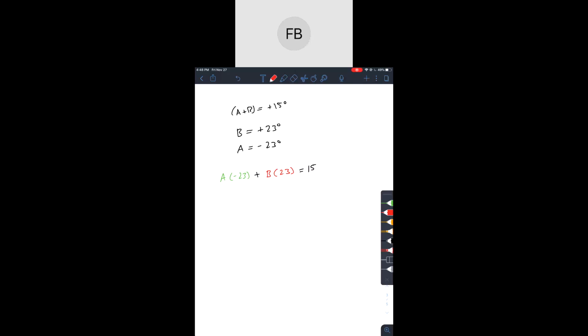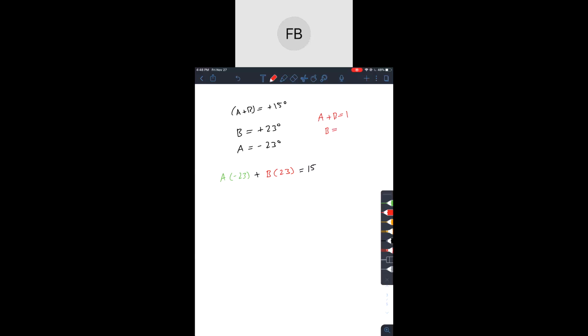Now are you going to substitute for your A or your B? I'm going to solve for B. Does that make sense? Yeah, so A plus B equals 1, and you're going to solve for B.